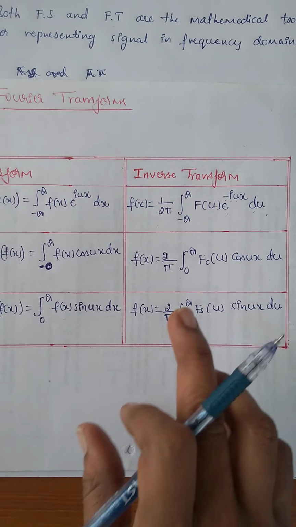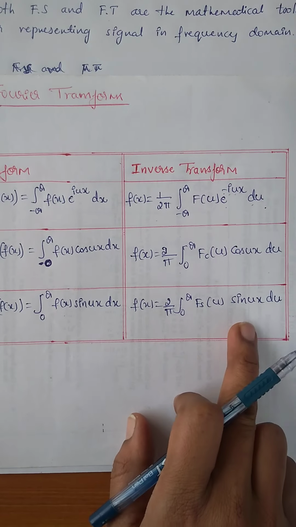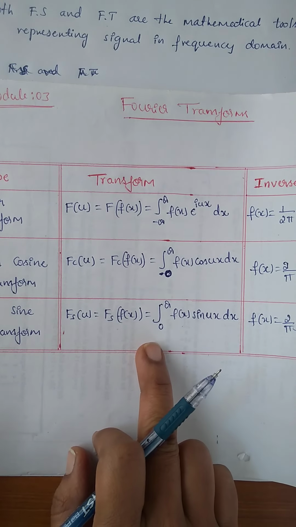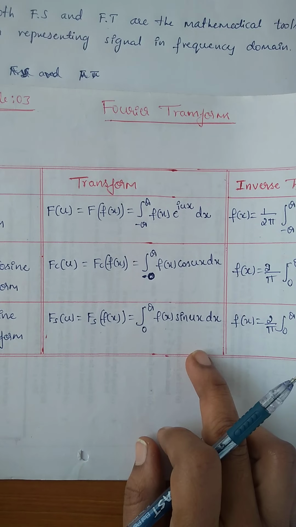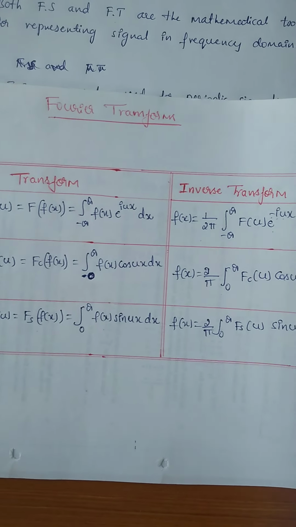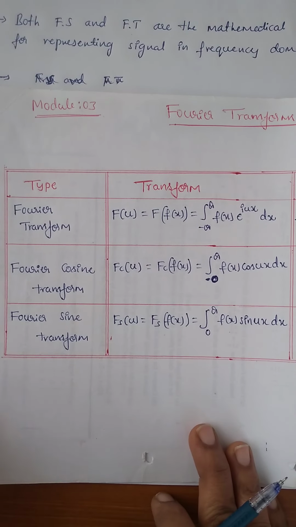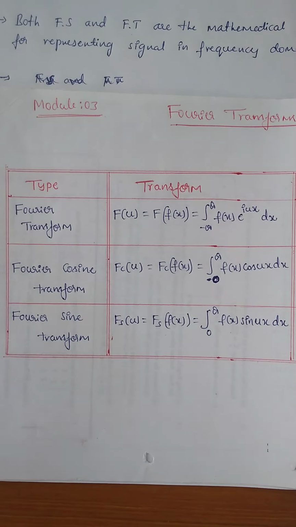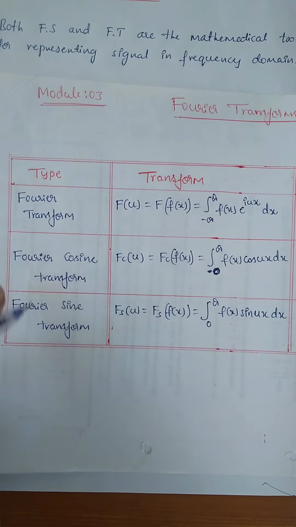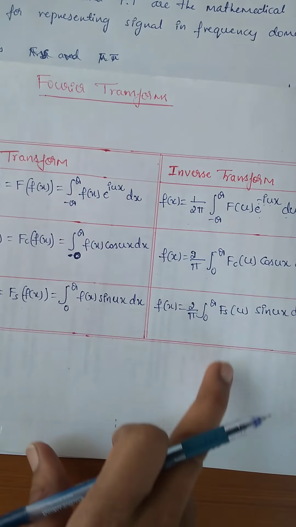For the inverse Fourier sine or cosine transforms, we integrate with respect to u, meaning u is the variable. In the direct formula transformation, Fourier cosine transformation and Fourier sine transformation, we take dx, with respect to x integration. This is the difference between the transform and inverse transform formulas. These are very important formulas we have to study in Fourier transform. If you know these formulas, we can easily solve all the problems in Fourier transform. This is very important: Fourier transform, Fourier cosine transform, Fourier sine transform. This is a direct formula. This is the inverse formula.